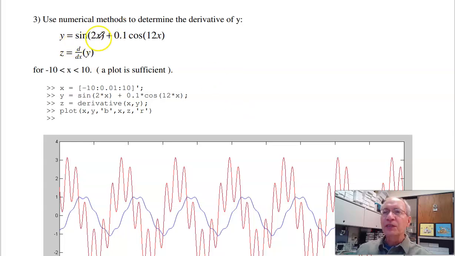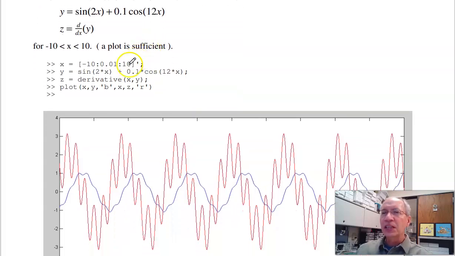Problem 2. If I have 2 sine waves, find the derivative. And again, in Matlab, I don't really care. As long as I can get the function into Matlab, derivative will find the derivative of it. So input the function y, that's the blue line. The derivative is then the red line. And note, when I differentiate, the high frequency terms get amplified.